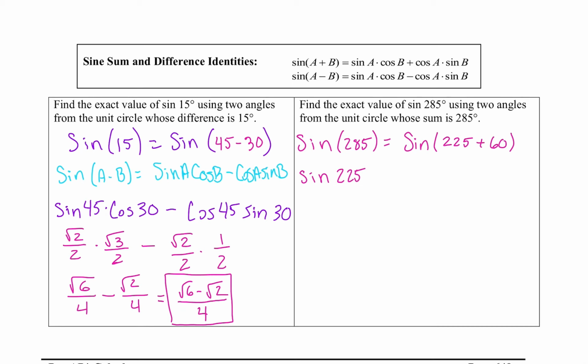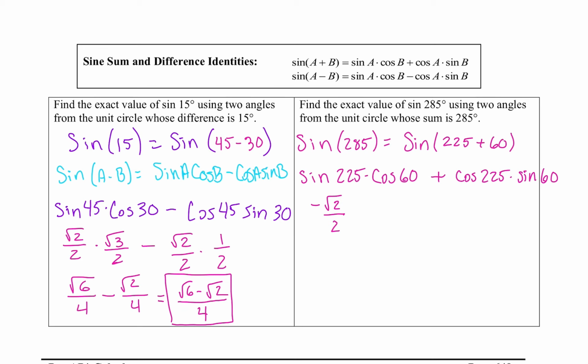So we've got sine of 225 times the cosine of 60. Since this one's plus, we're going to keep it plus, and we're going to switch it and do cosine of 225 times the sine of 60. So again, noting that sine of 225, we know that's bigger than 180 but smaller than 270. So I know it's in quadrant 3. And everything in quadrant 3 is negative. Sine is negative and cosine is negative. The only thing not negative is tangent, but we're not working with that here.